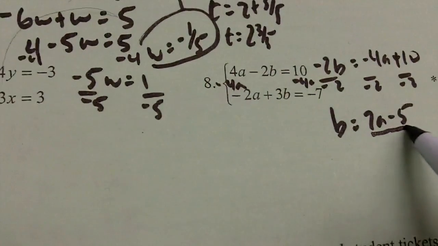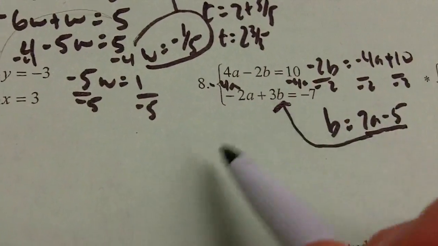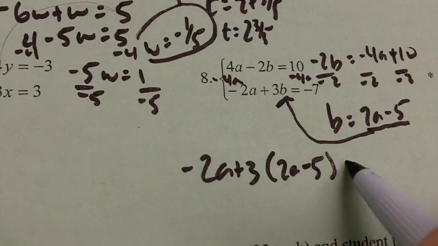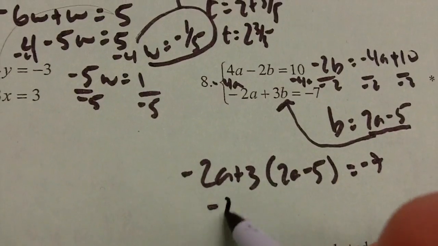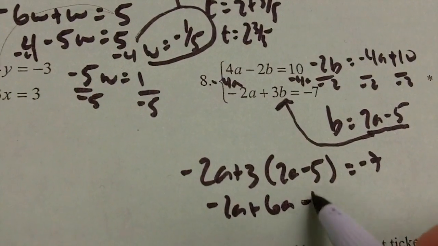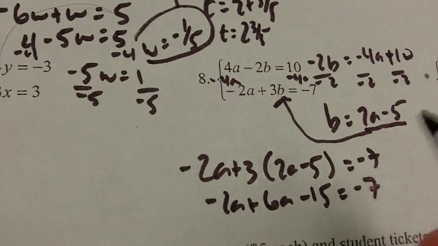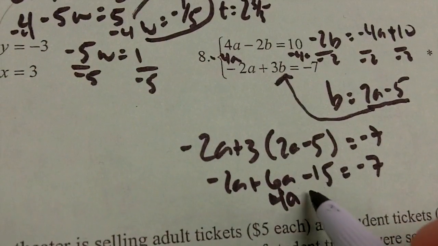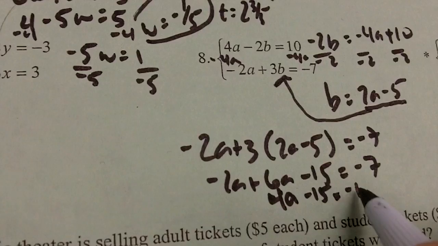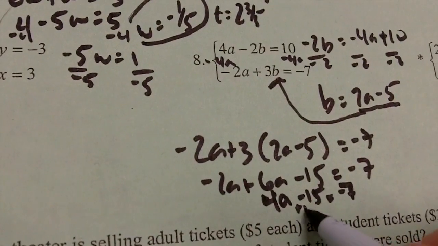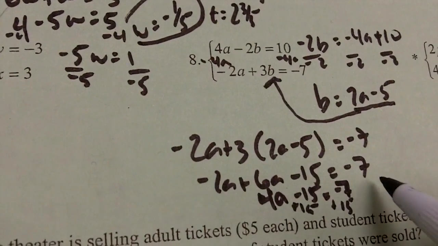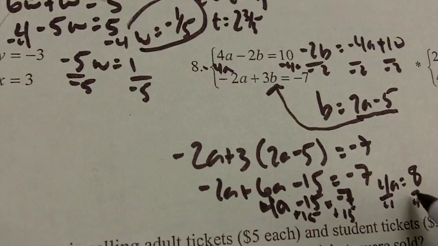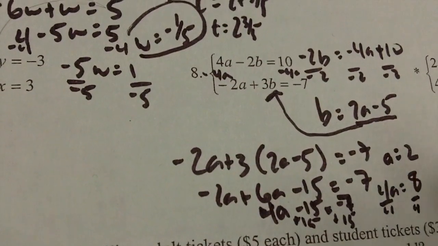I can take this, I can plug in for b right here. Negative 2a plus 3 times 2a minus 5 equals negative 7. Negative 2a plus 6a minus 15 equals negative 7. Positive 4a minus 15 equals negative 7. Add 15, add 15. 4a equals 8. Divide by 4, divide by 4, a equals 2.